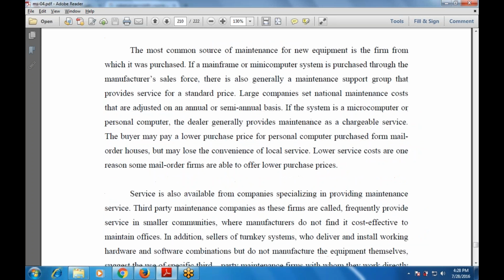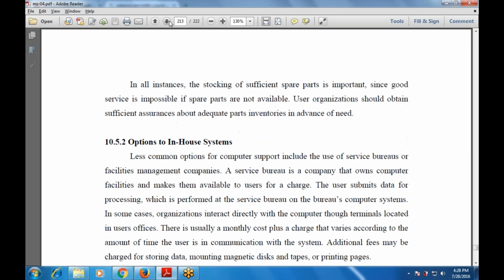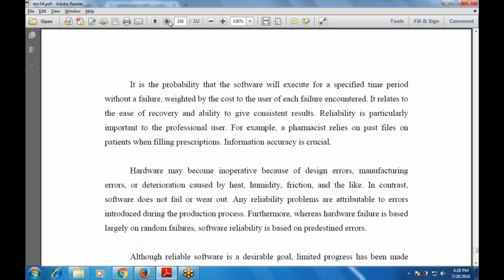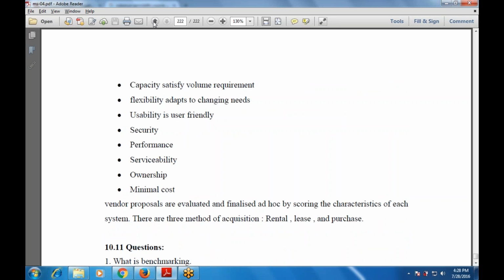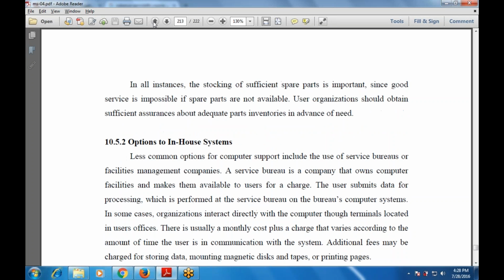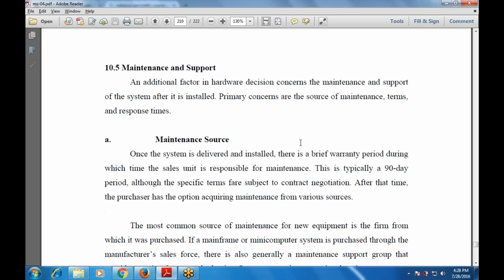The next one is maintenance and support. What are the various maintenance terms, and what are the various terms used for the support systems? This is an additional factor that is required. Beyond the financial factors, there is an additional factor that concerns the maintenance and support of the system after it is installed. The primary concerns are the sources of maintenance, the terms, and the response time.